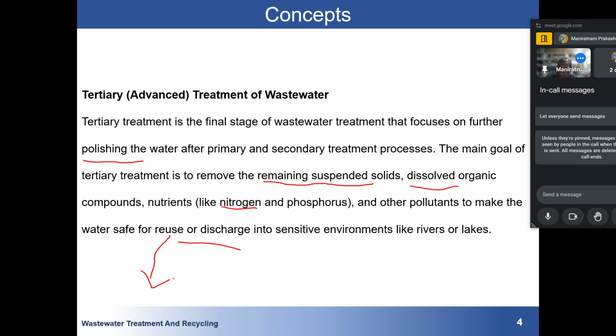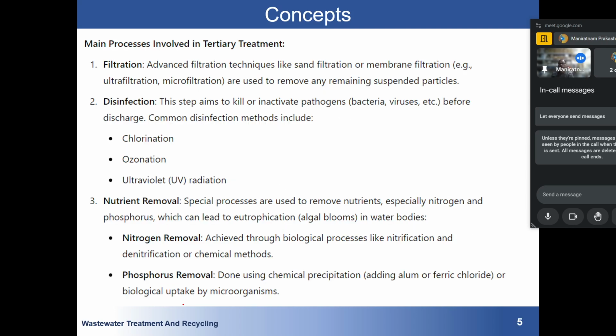Remember, reuse can be anything. Reuse in agricultural fields, reuse for drinking, and then finally discharge into a sensitive environment like rivers or lakes. So finally we will be discharging into a river. And for that we know that there is some limit. If we are discharging our water in a river, there is a limit that this much should be the value of DO, organic matter, nitrogen and phosphorus, so that should be met. So depending upon that, this is the overall definition of tertiary treatment.